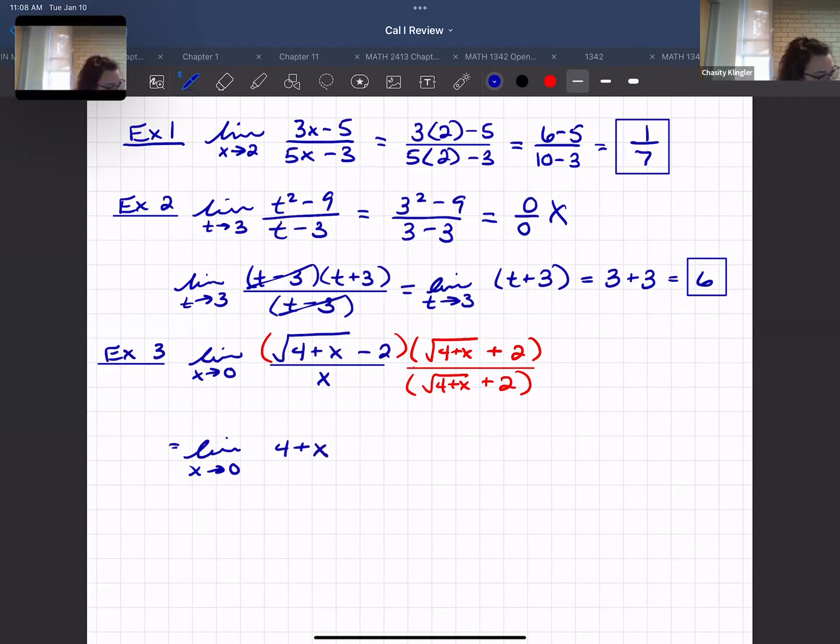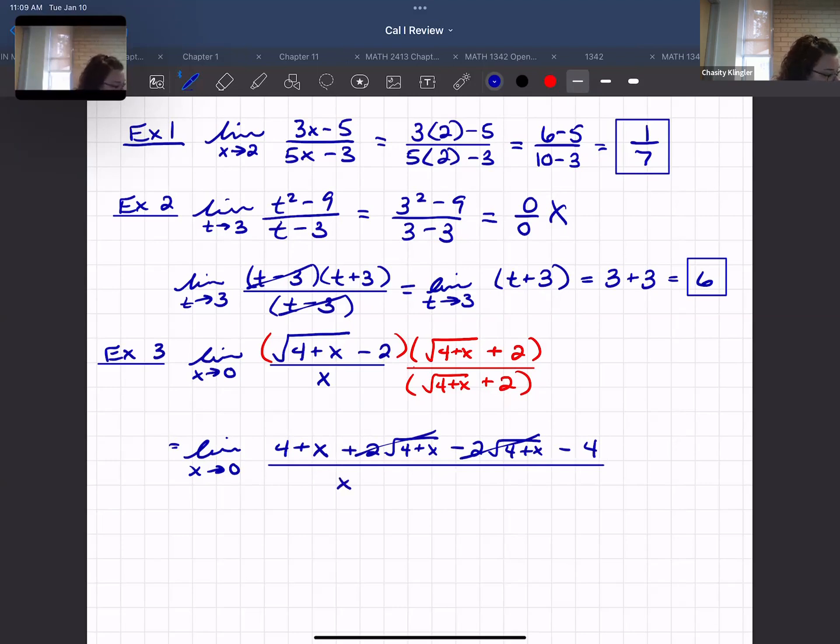And then when you do outside, I'm going to go ahead and write it out, but this will always happen when you multiply by the conjugate. If you do outside, I've got plus 2 times the square root of 4 plus x. Inside would be minus 2 times the square root of 4 plus x. And then last, I'm going to have a negative 4. So those middle terms will cancel each other out, and I've gotten rid of all the radicals on the top.